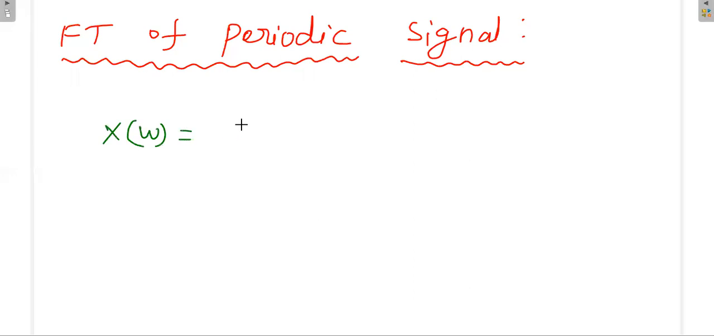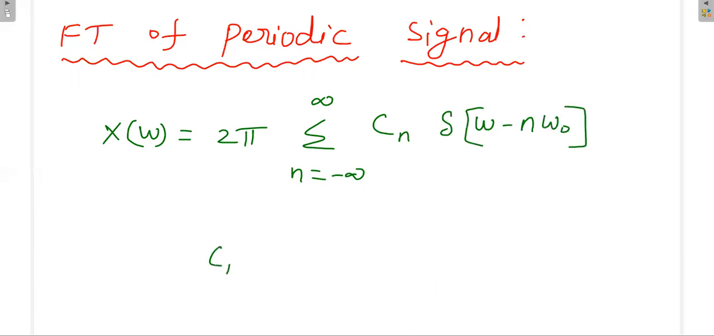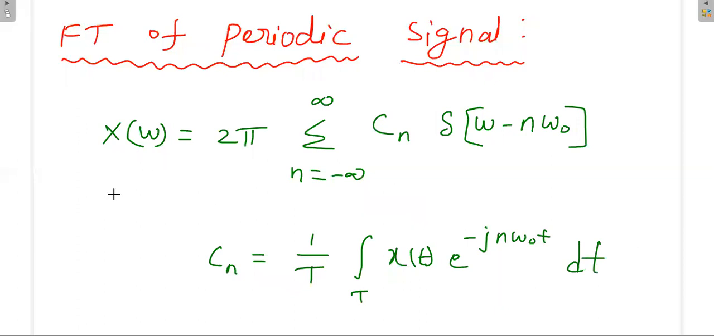That is x of omega equals 2 pi summation n from minus infinity to plus infinity Cn delta of omega minus n omega naught, where Cn is equal to 1 by T integration over the time period T of x of t e power minus j n omega naught t dt. So for a given periodic signal x of t, whose Fourier transform is x of omega, the Fourier transform is 2 pi summation n from minus infinity to plus infinity Cn delta of omega minus n omega naught. Here Cn is the complex exponential Fourier series coefficient, which we can calculate using the existing formula, that is Cn equals 1 by T integration over a time period T of x of t e power minus j n omega naught t dt.